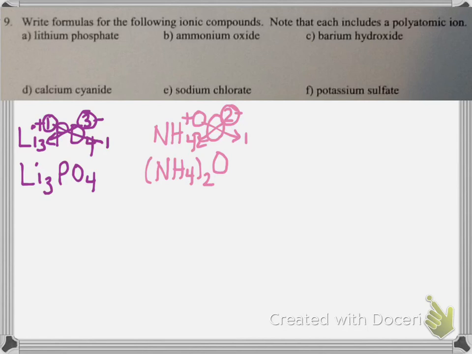Barium is in group 2A, so it's going to lose its 2 valence electrons and get a charge of +2. Hydroxide's on our front page, it's OH with a charge of -1. I crisscross down my numbers. I have to have parentheses because I want 2 of these hydroxides. So my formula is Ba(OH)2.